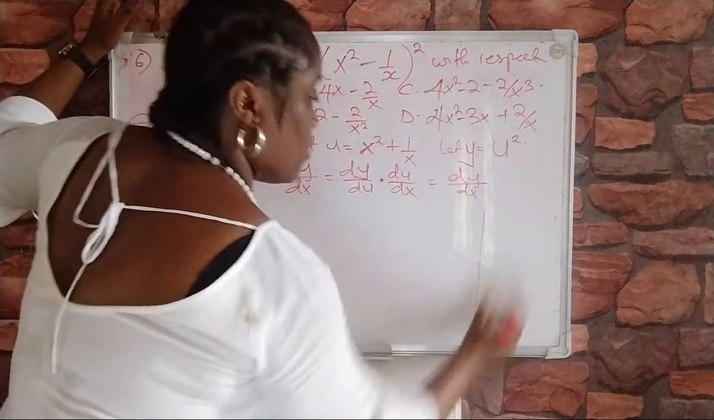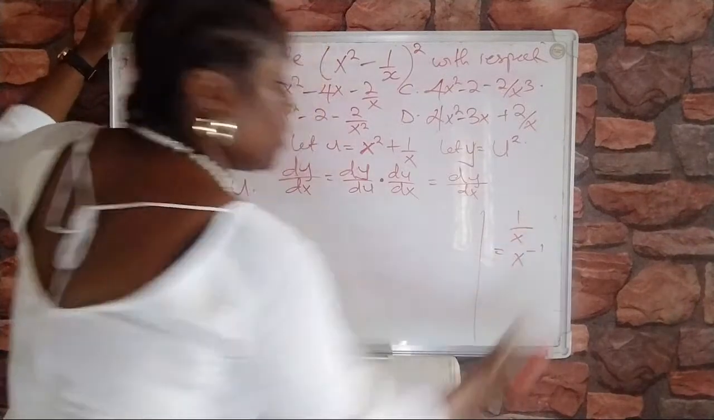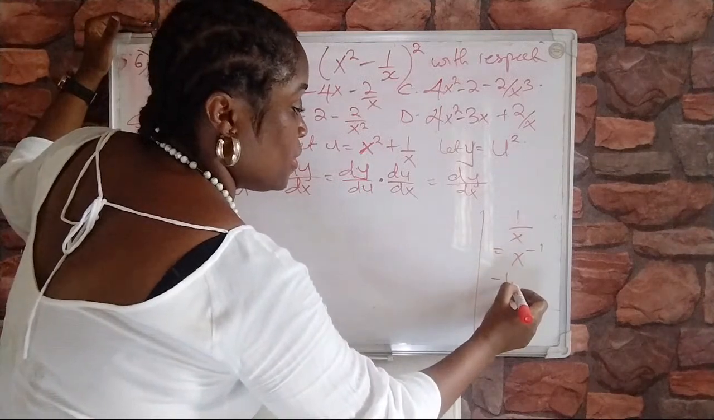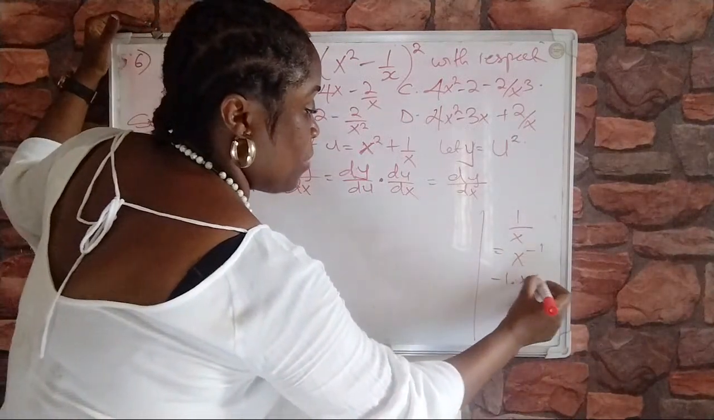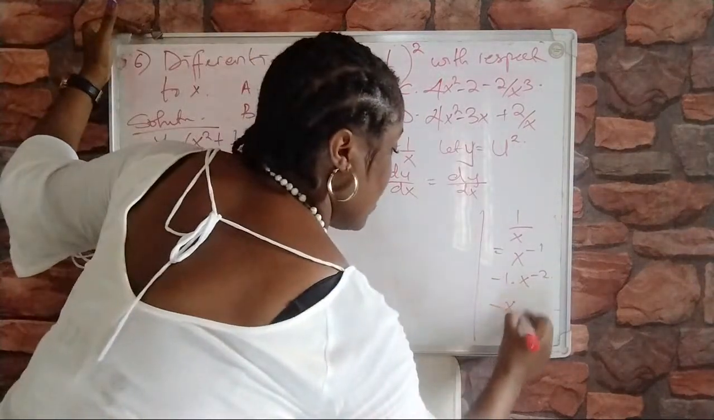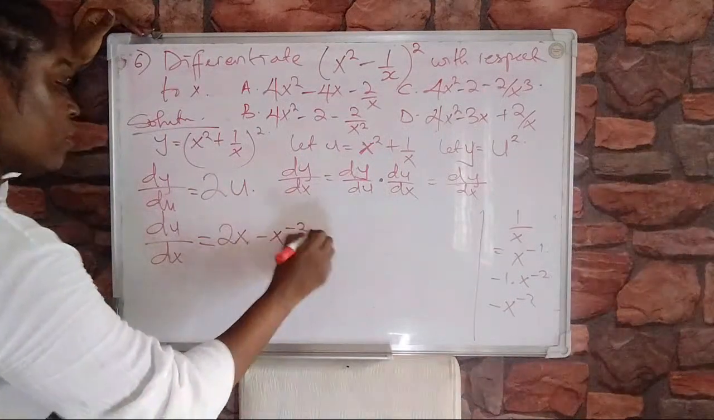Then the differential of 1 over x. Let's go to this side and solve it. We know 1 over x is x raised to the power minus 1. So if you differentiate it, you have minus 1 times x raised to the power minus 2. So the answer will be minus 1 over x squared.